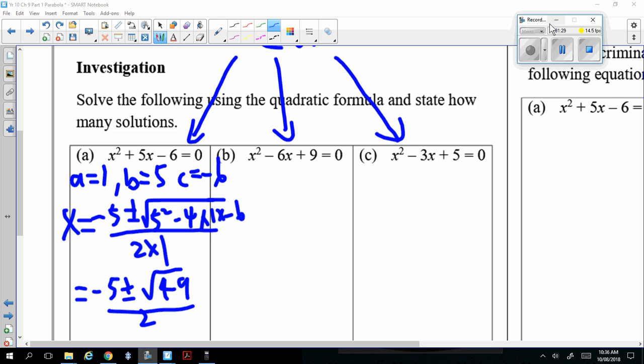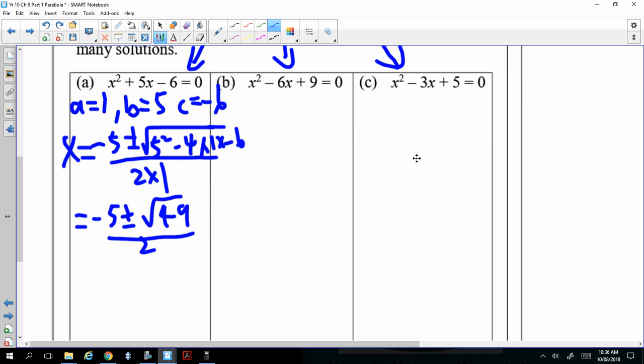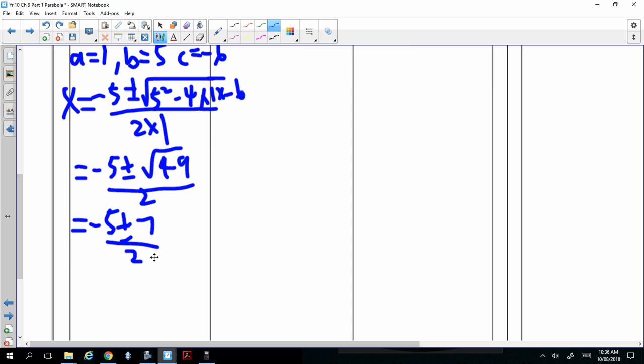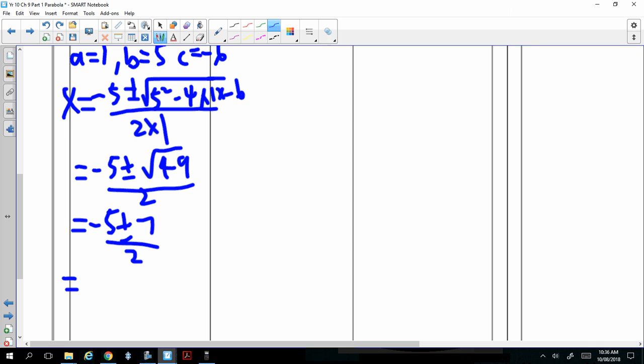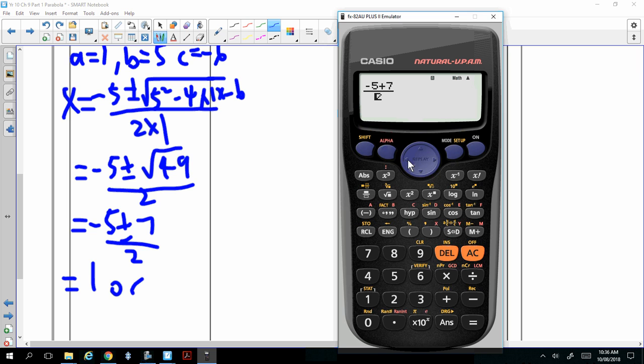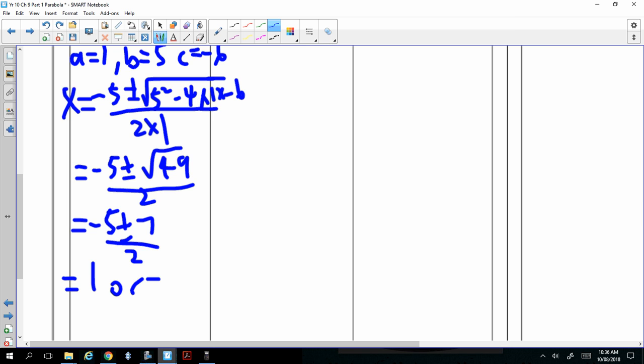All right, continue. If you square root the 49, what do you get? You get 7. So your answer will be -5, so you can just do it on a calculator. So you write fraction, -5 plus 7 over 2, which is 1. Or the other one, put the negative in here. You get -6. Okay, which is the answer.